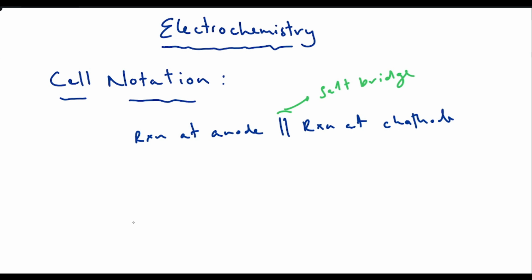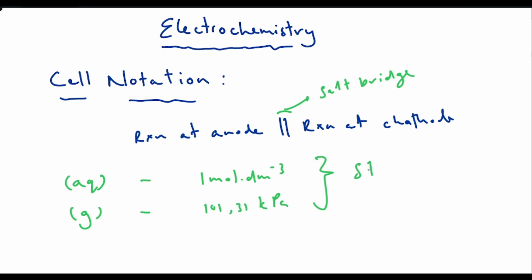In any reaction, we know that certain substances, reactants or products, will be in certain phases. And so if the reactant or product is in the aqueous phase, as part of our cell notation, we are expected to state its concentration alongside in brackets. And if it is in the gaseous phase, then we must write down the pressure. Standard atmospheric pressure. So these values come from our standard cell conditions.